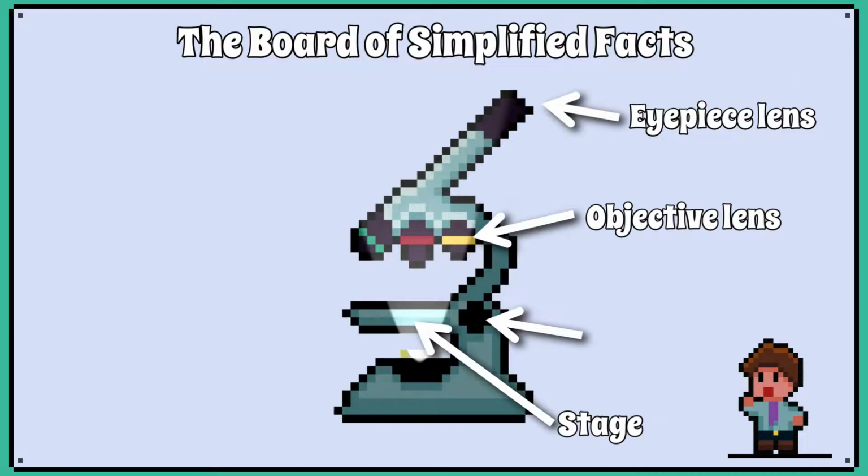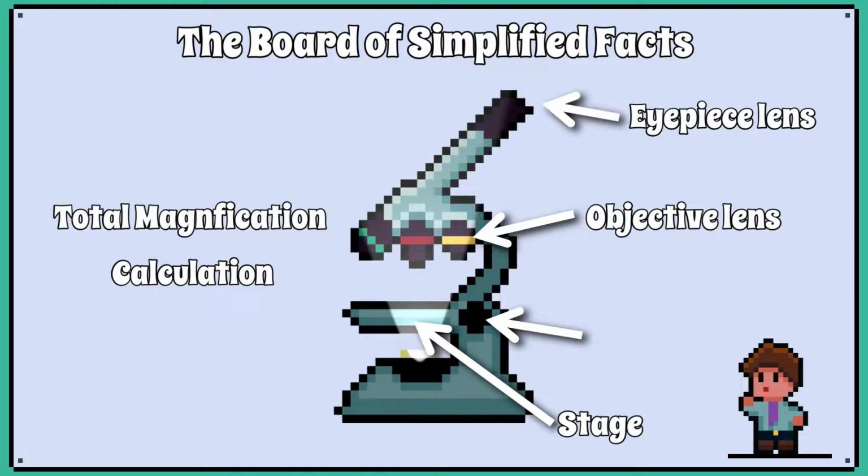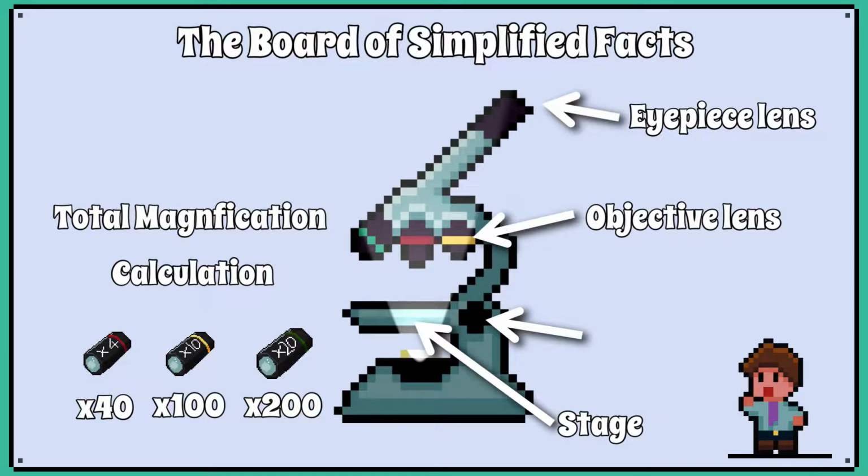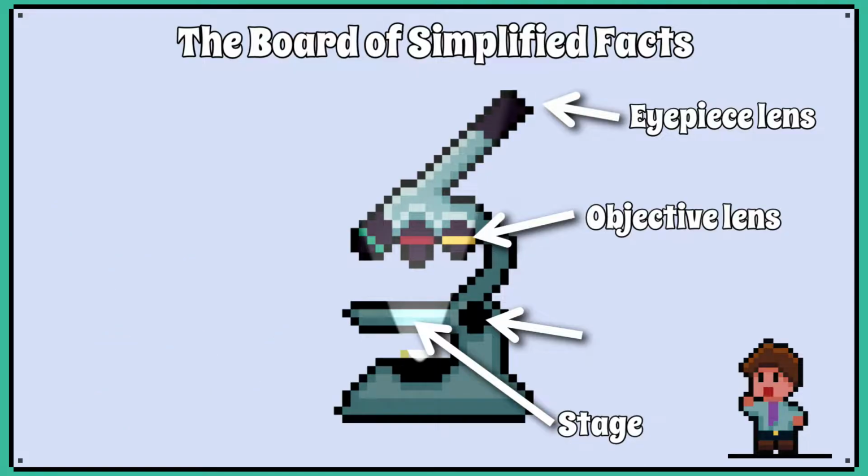This specific light microscope can achieve a total magnification of times 40, times 100, and times 200, depending on the objective lens you use. Now the wheel on the side is the focus wheel. We use this to adjust the focus, which is basically how the light hits our eyes so that we can see the cells more clearly.